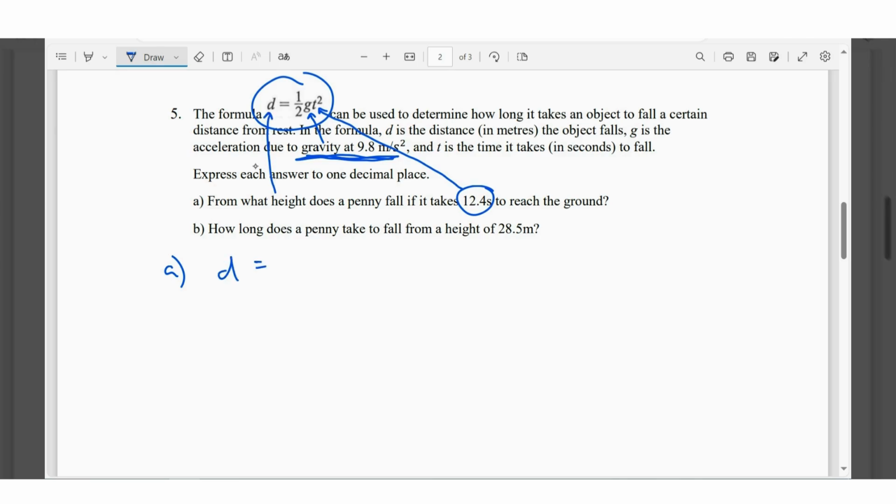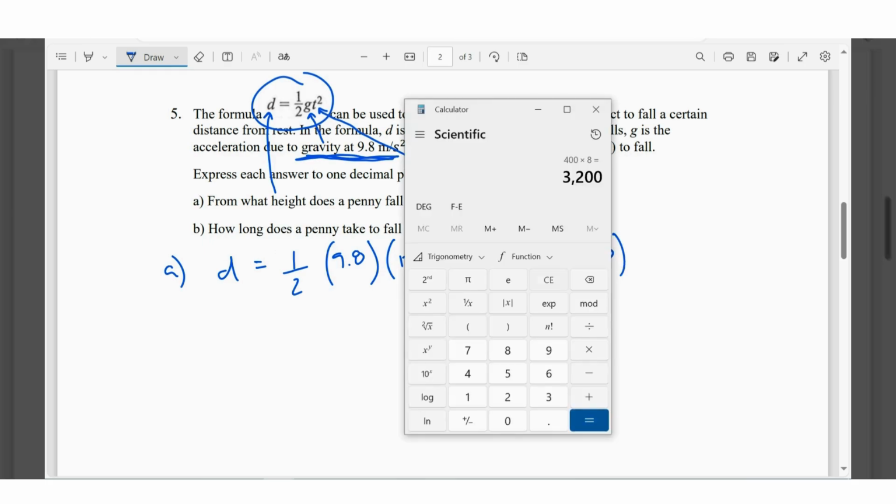So distance equals 1/2 times 9.8. I'm going to not have brackets. Half times 9.8 times 12.4 squared. Okay, let's do it. Distance equals a half, 9.8, and let's do 12.4 squared. 12.4 squared is 153.76.